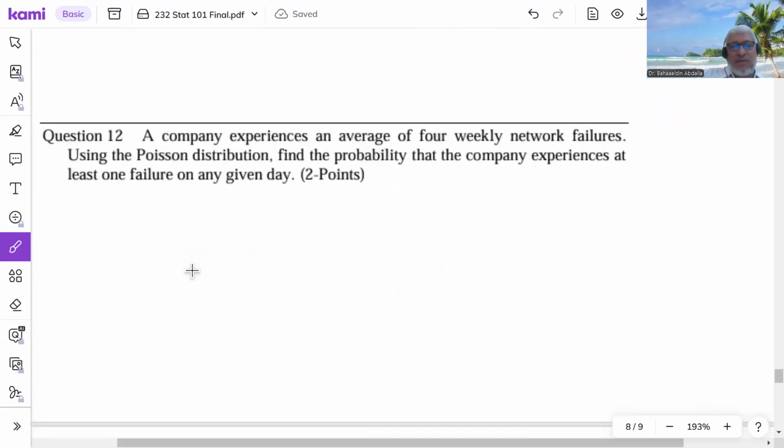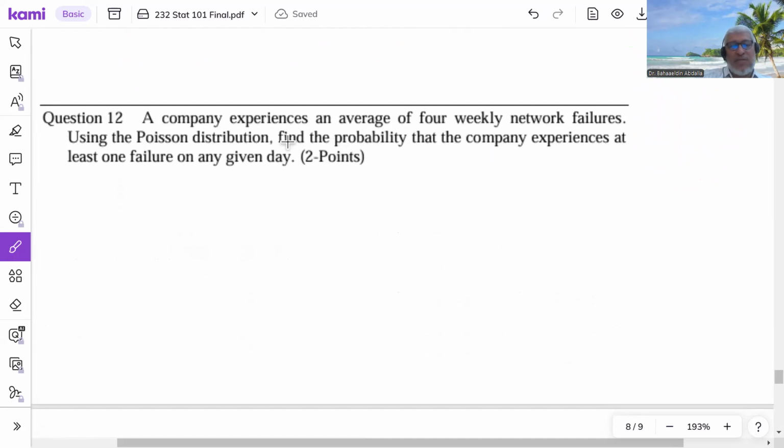A company, this is the last question, a company experiences an average of 4, so this is lambda, weekly network failures per week, so it should be a Poisson. So lambda is 4 failures per week. Using the Poisson distribution, find the probability that the company experiences at least one failure.